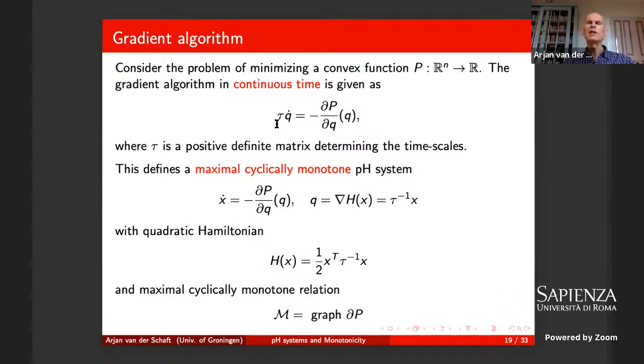Well, if we define x to be the matrix tau times the vector q, then we can also write it like this. And then q is given as the gradient of the Hamiltonian given by this expression. And the monotone relation is, of course, the graph of this convex function that we want to minimize.